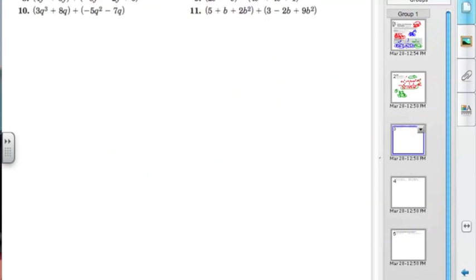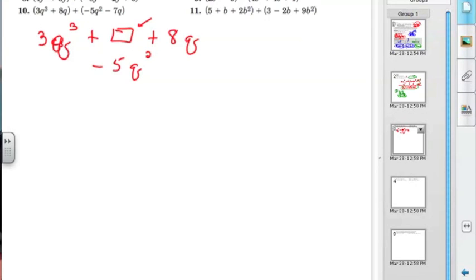Take number 10. We have 3q to the third plus, let's see, there's nothing there. So we'll have 8q. And the second term is being subtracted. So I have a negative 5q squared. Now the first term had no q squared. That's why I left the box there. So here in the second term, I have negative 5q squared minus 7q. You don't have to put the box there. I just put it there as a placeholder.